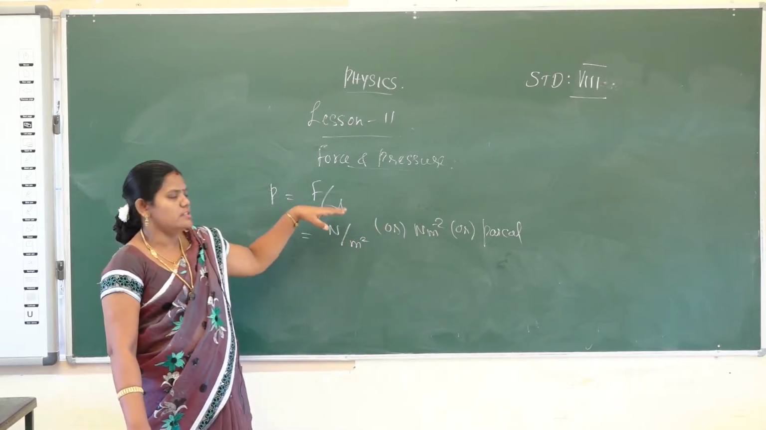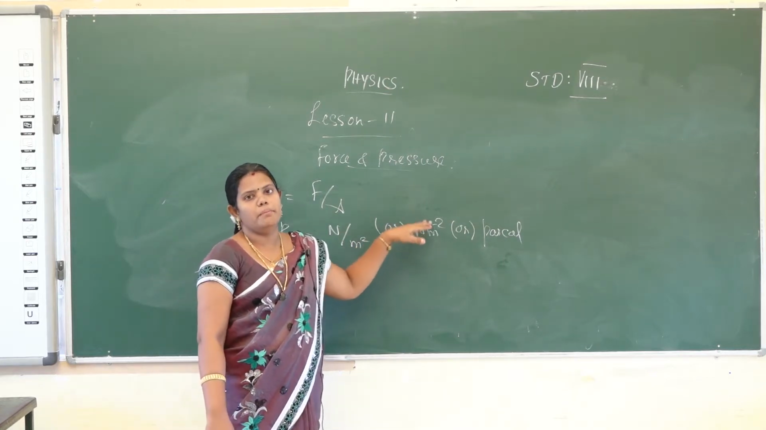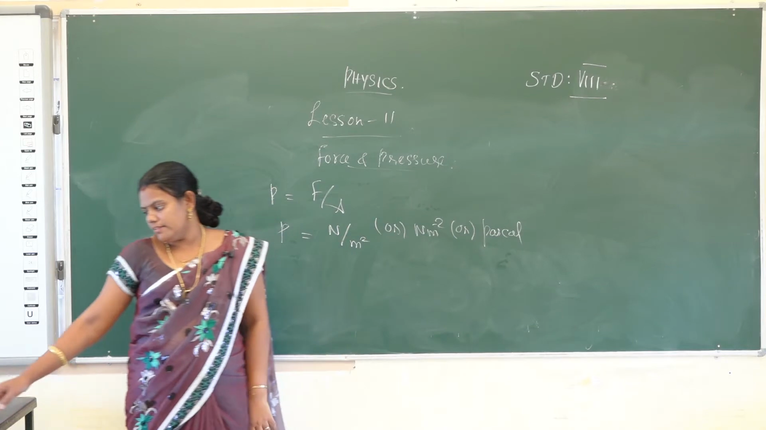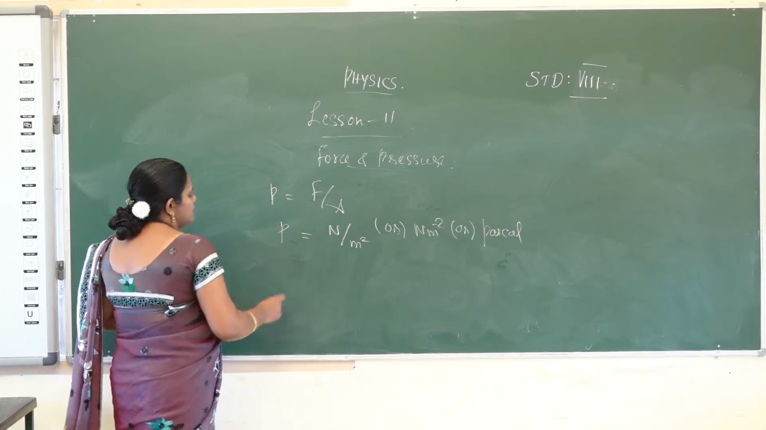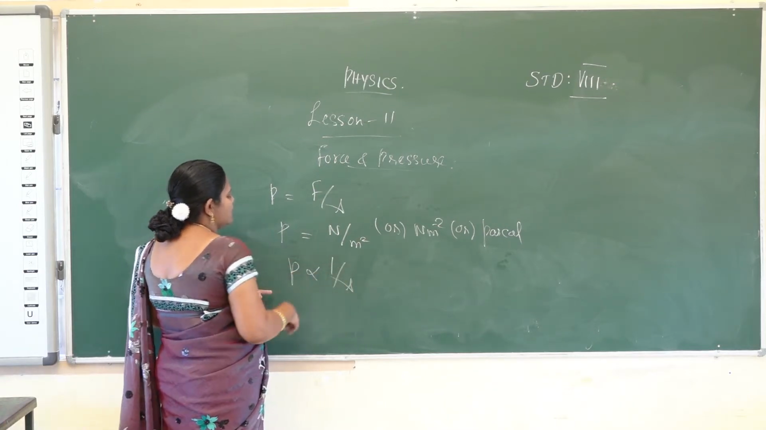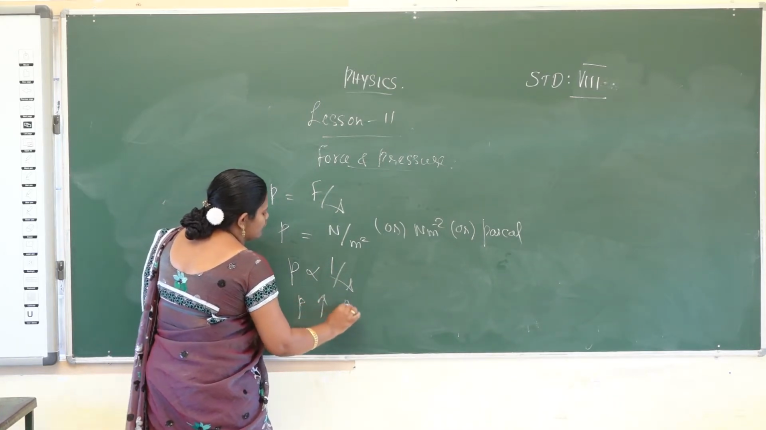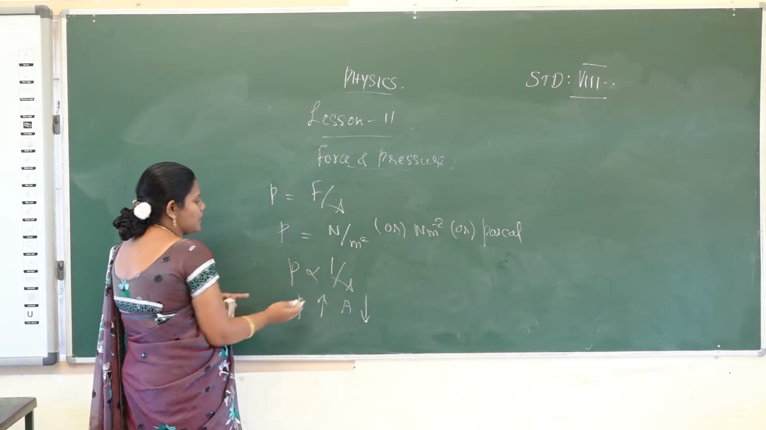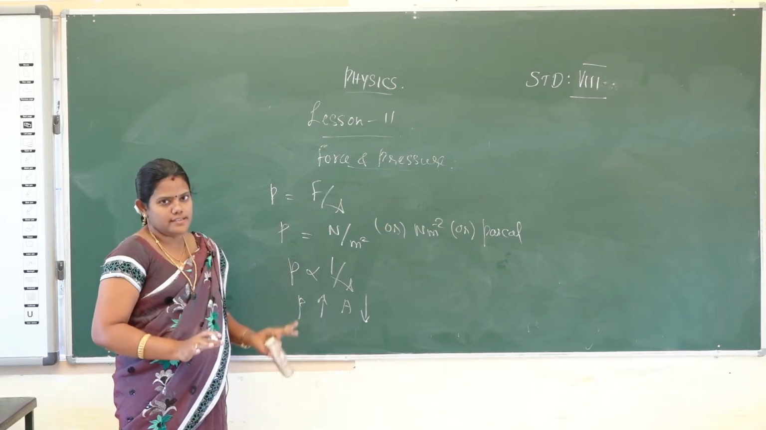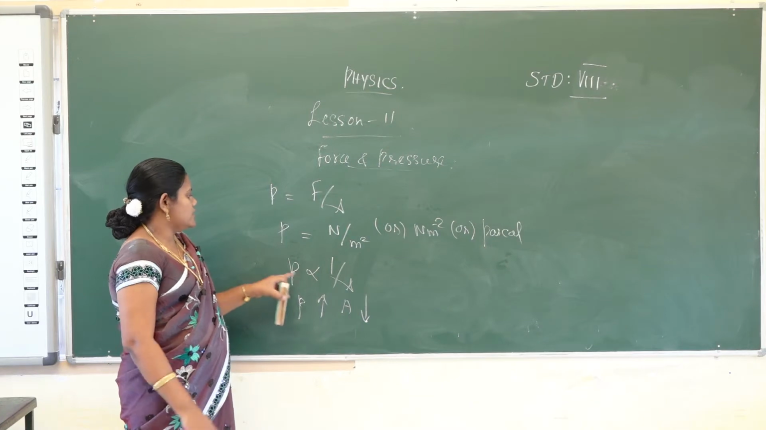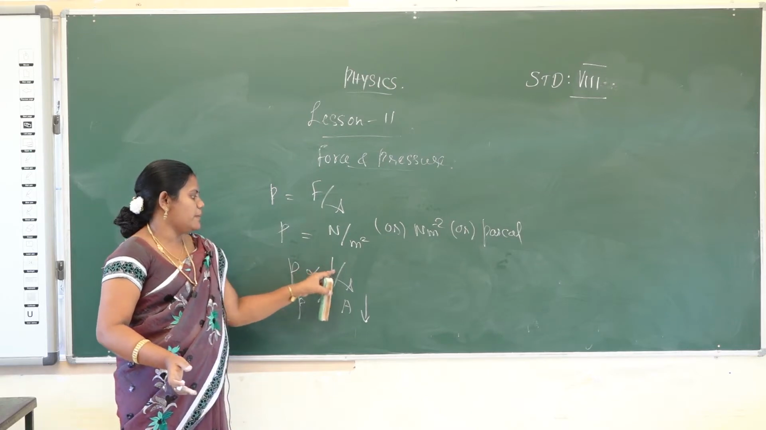So what is the definition of pressure? Force per unit area. What is the unit of pressure? Newton per meter square, or Pascal. I will give some examples. Pressure is always inversely proportional to the area. The pressure depends upon the area. When the area decreases, the pressure increases. When the area increases, the pressure decreases. They depend on each other. So pressure is inversely proportional to the area.